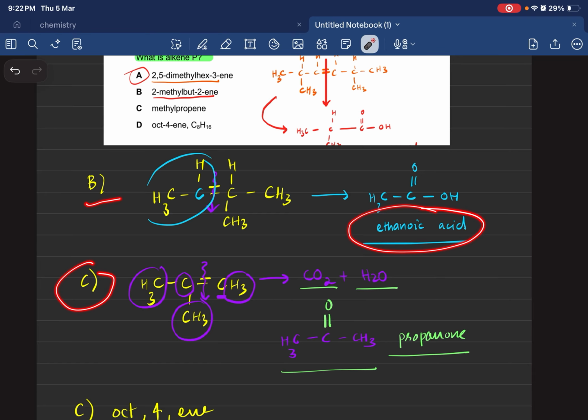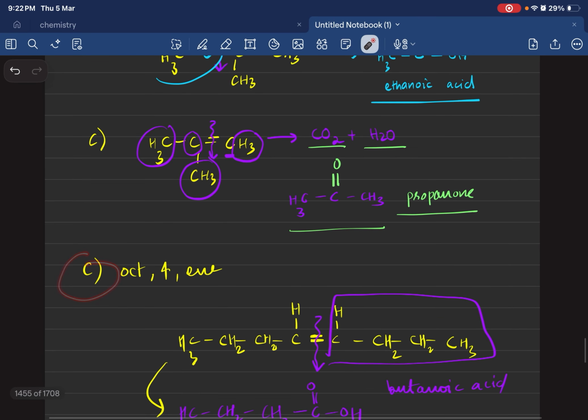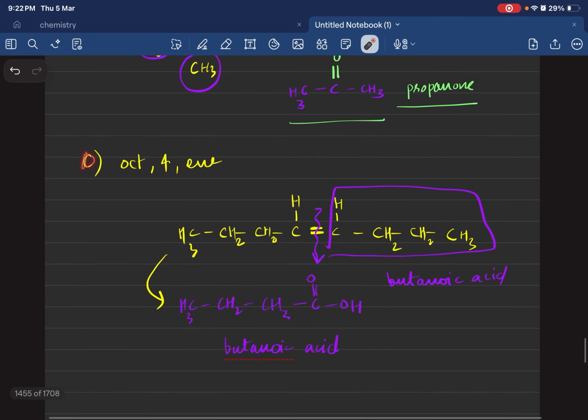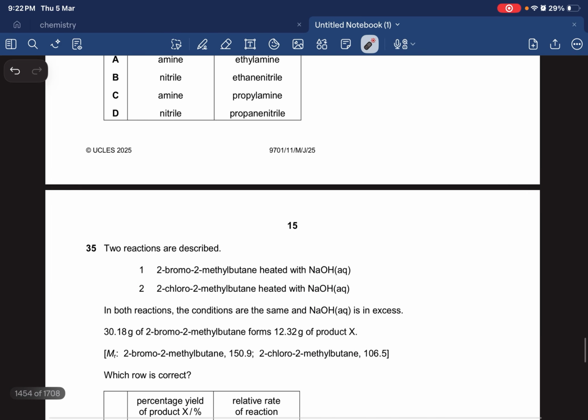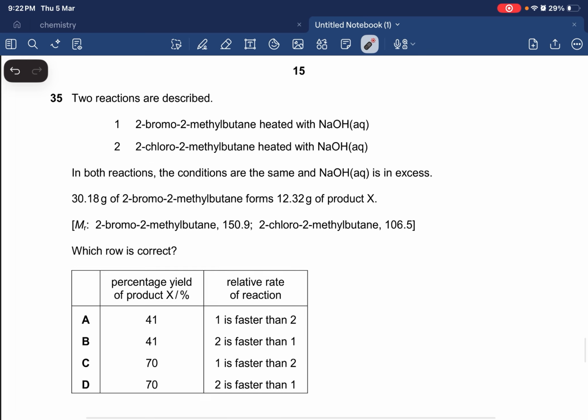So I've shown you that for option number B, we're forming ethanoic acid. For option number C, we're forming propanone, carbon dioxide, and water. For option number D, we're forming butanoic acid. And for option number A, we are forming methyl propanoic acid. So our answer is going to be option number A.